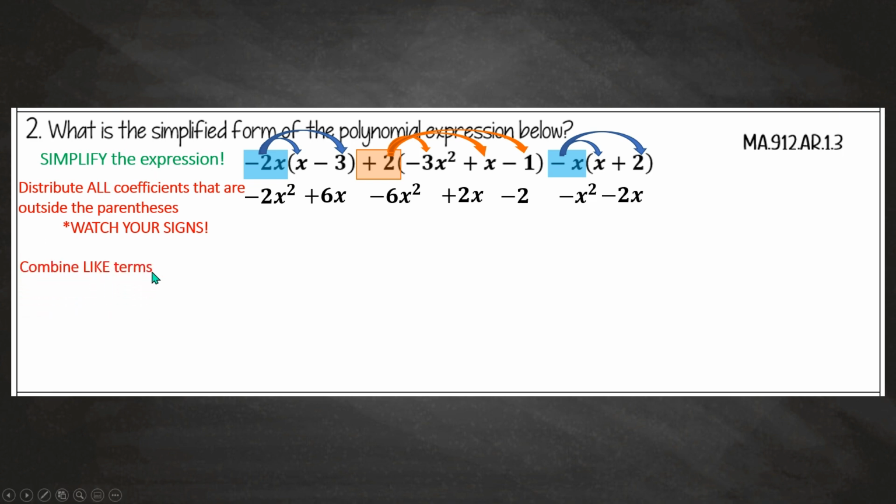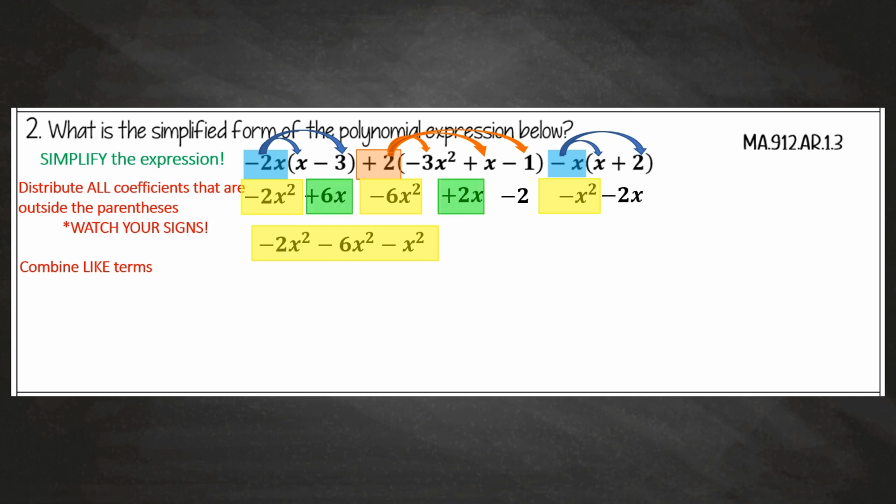Now we're going to combine our like terms. Again, if you don't have a highlighter to use, you can use a box, a circle, and an underline to identify your different types of terms. So negative 2x squared, negative x squared. Notice I forgot to highlight the negative 6x squared. There we go. Those are all like terms, so I'm going to have to combine those.